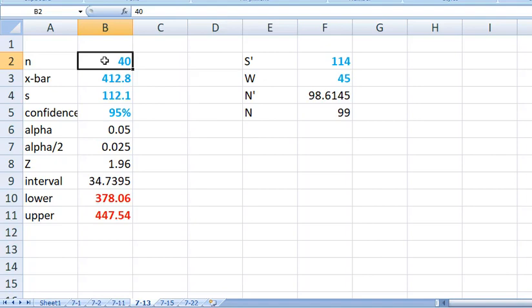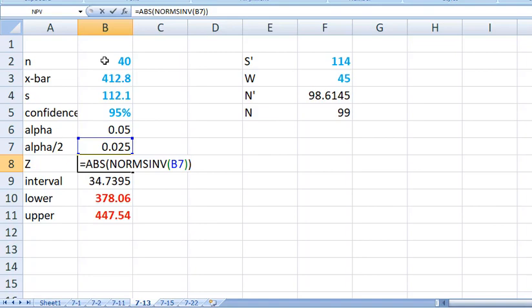Suppose I have a sample of 40 and an x-bar of 412.8, and I'm told that the standard deviation is 112.1. So I have to be given that, because I wasn't given the raw data as I go through. And they ask, what is the 95% confidence interval of that? So how would I go about that kind of a calculation? I typically calculate my alpha, which is 1 minus the confidence interval. If I'm doing a two-tailed test, I have to take that alpha and divide it by 2. And then I go and look up the z factor.